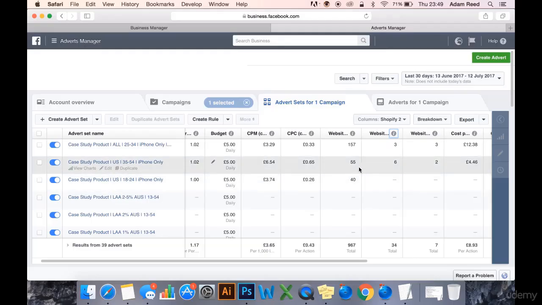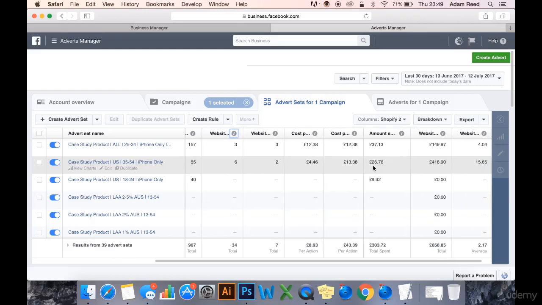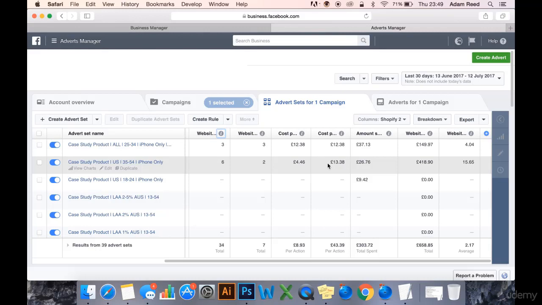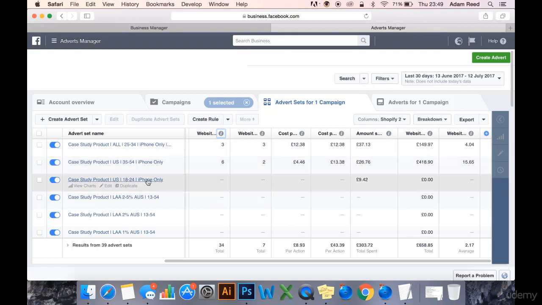So an update on this second campaign. These are the two ad sets that have been running very well, very effectively, very profitably, I might add, for a couple of days now, about a week. And then we've also got this ad set as well.